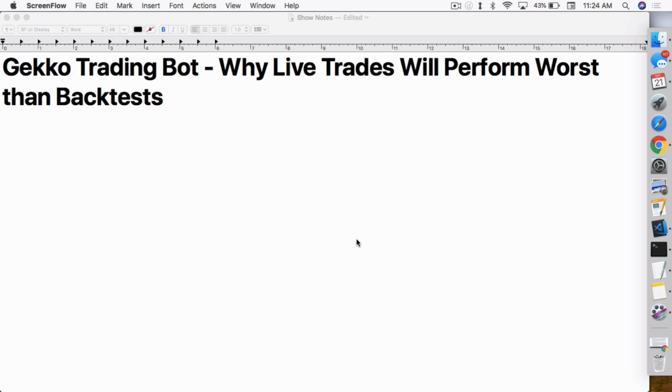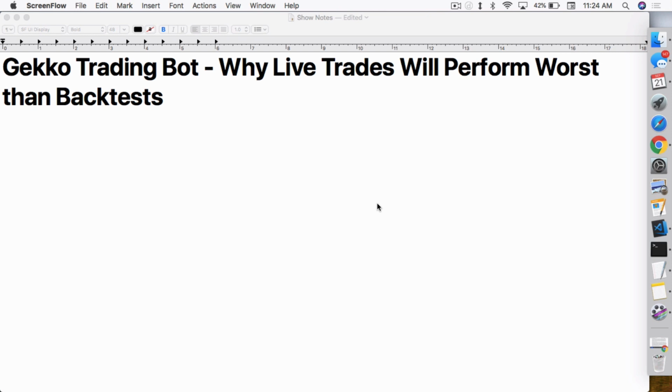Today I want to talk about the Gekko Trading Bot, why live trades will perform worse than backtests. So I should have done this a long time ago, but I just happened to have Coinbase Pro open, which is one of the exchanges I used Gekko with, and also had Gekko running on the side on another machine while I was coding up a strategy, actually making modifications to that strategy I was using to fix some bugs that I had.